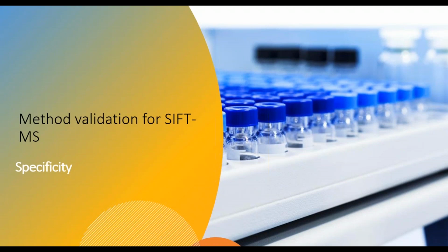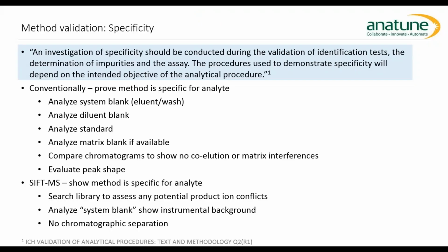So the first part of the ICH guidelines is specificity. So basically specificity is, is there anything in your assay or impurities that will somehow get in the way of the analysis or analyte you're looking at? So conventionally, what we need to do is look at system blanks or a diluted standard or a matrix blank, or compare chromatograms to show there's no co-elution or matrix effects, look at peak shapes. Now, this isn't available to us with SIFT-MS because we don't generate chromatograms, we don't generate peaks, we don't have eluent or gases in the system. We are simply measuring the analyte as it is seen in the pouch of the product.